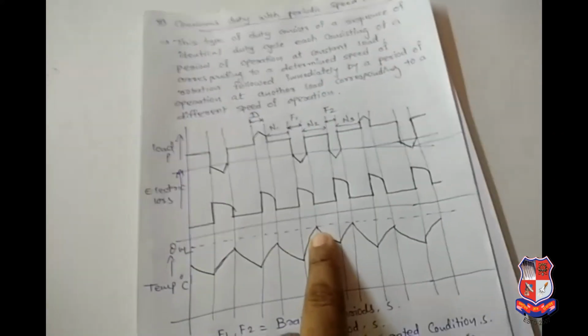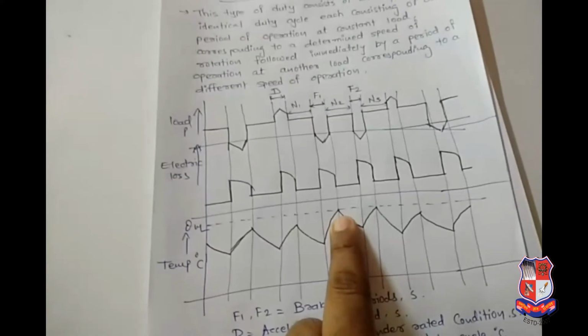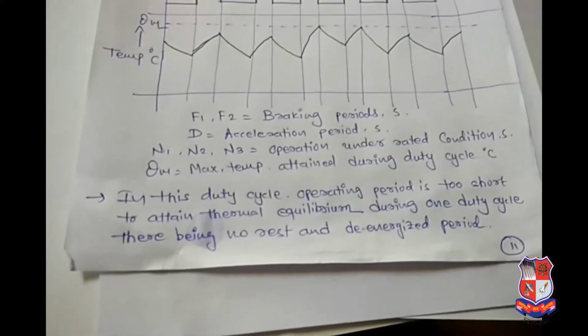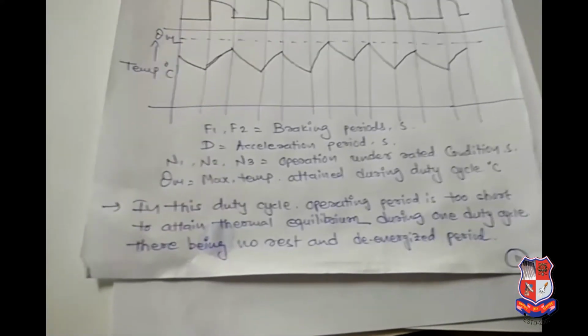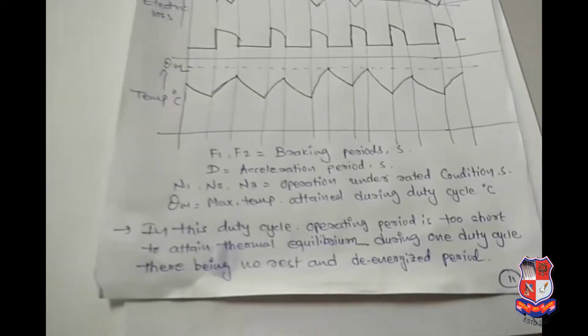And the third graph is time versus temperature. If we see, at the time of acceleration the temperature increases, and at the time of braking it reaches thermal equilibrium, theta m. So in this type of duty cycle, the operating period is too short to attain thermal equilibrium during one duty cycle, so there is no rest period and no de-energized period.